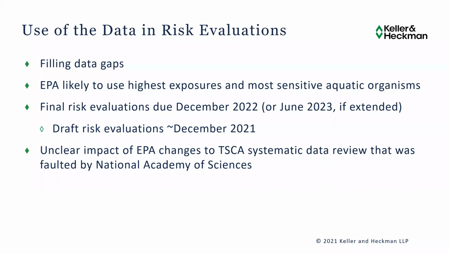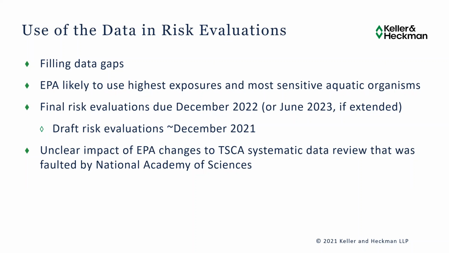So ensure that the data gaps are being appropriately addressed by the testing that's being conducted. And that also applies when you're thinking of ecotox testing, making sure that the appropriate range finding is done, ensuring that the test concentrations are appropriate to the consideration of the likely exposure and releases to the environment. As we've seen in other risk evaluations, both under Section 6 and for new chemical substances, EPA is likely to use the highest exposures and the most sensitive organisms in terms of its evaluation and determining whether there's an unreasonable risk.